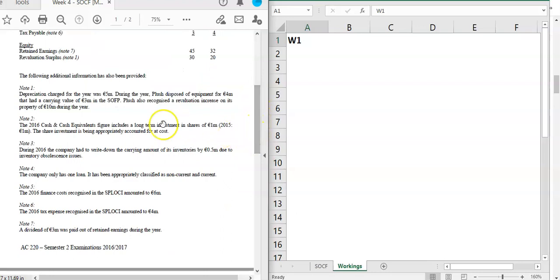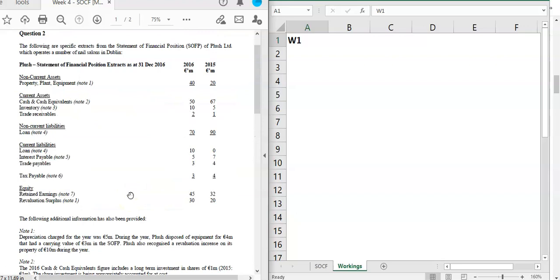So essentially, you can see that as a full statement of financial position. And then you're given notes about depreciation, cash and cash equivalents, inventories, expenses that are in the P&L as well, and the dividends in note 7. So that's all well and good. The first thing we're going to look at is, well, what's the answer? What's the final answer we're looking for in the move in the cash and cash equivalents from 2015 to 2016?